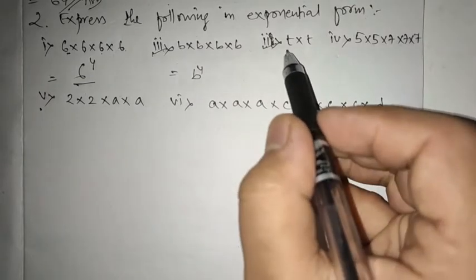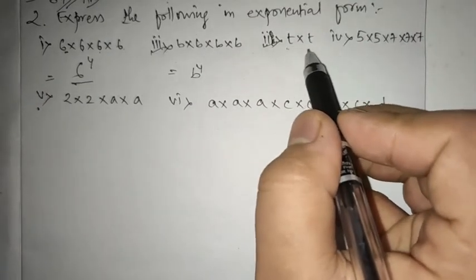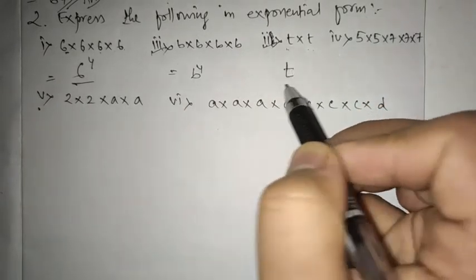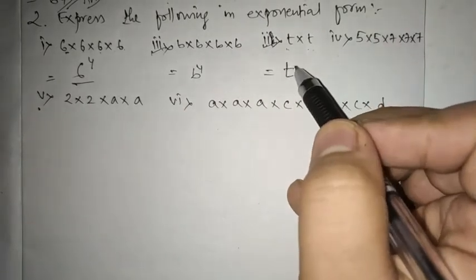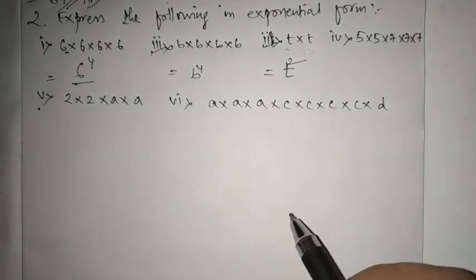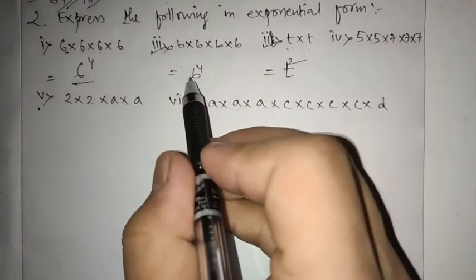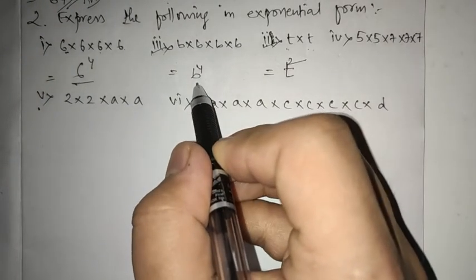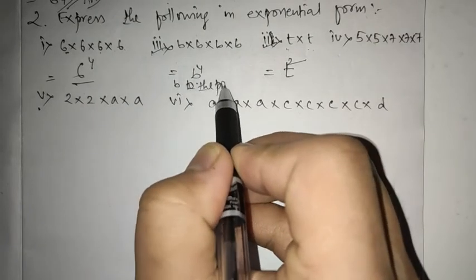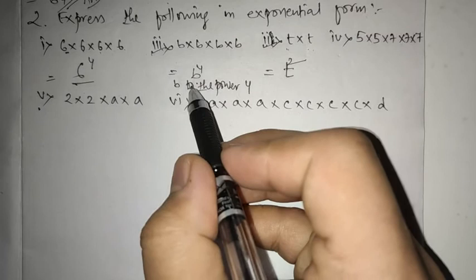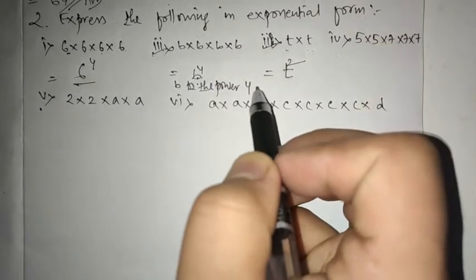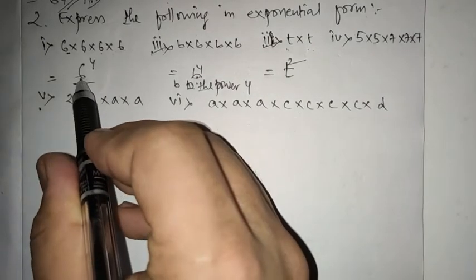Number 2. Just see how many numbers, how many digits, or you can say alphabets are there. 1. So t. How many times is it repeating itself? It is repeating itself 2 times. So t square. Then b to the power 4. How will you pronounce it? B to the power 4. Let me write here b to the power 4. If in place of b you have 6, then you will say 6 to the power 4. Similarly here, 6 to the power 4.